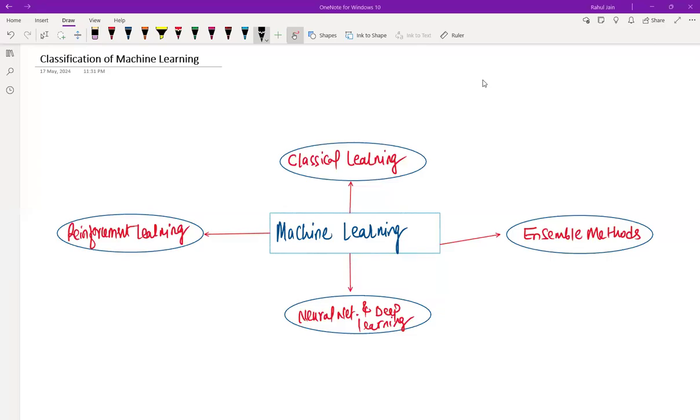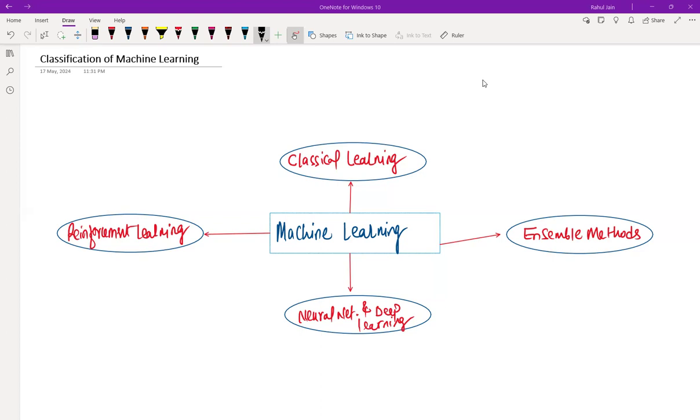And here in this session, we are going to learn in how many ways we can categorize machine learning so that the learning becomes much easier. On a broader level, we can categorize machine learning into classical learning, reinforcement learning, neural networks and deep learning, and ensemble methods.